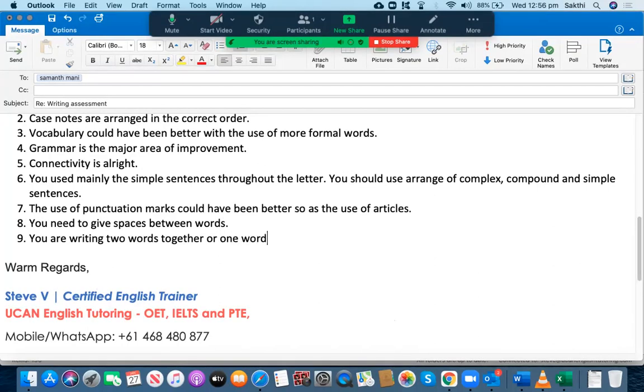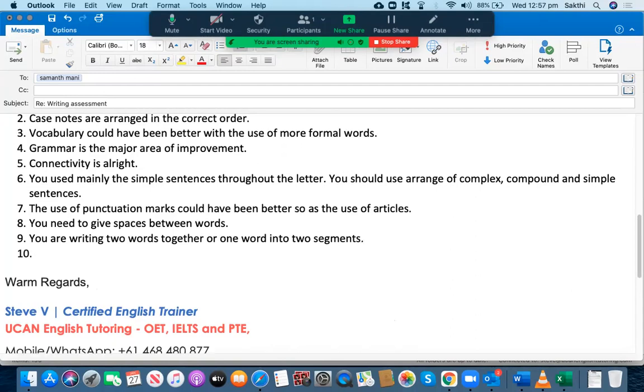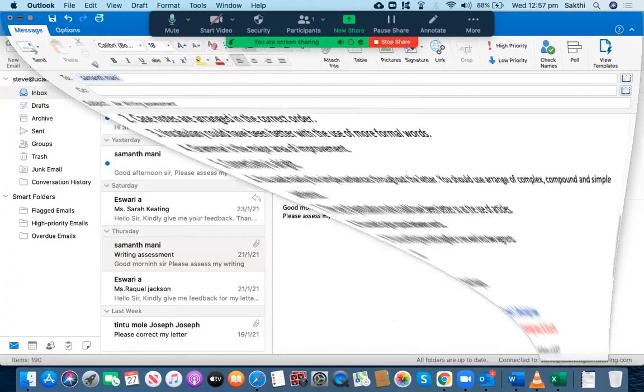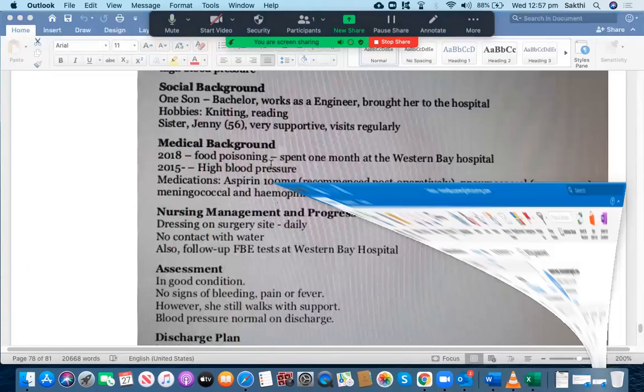One word into two segments. It's not good. Okay, let's see if she has included all the relevant case notes or not. Okay, we'll go through that in a moment.